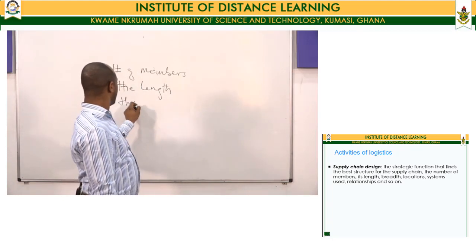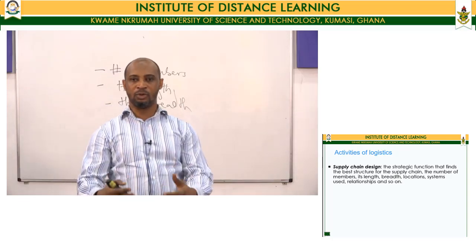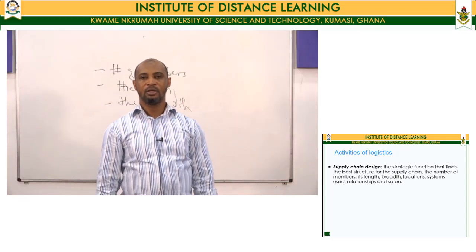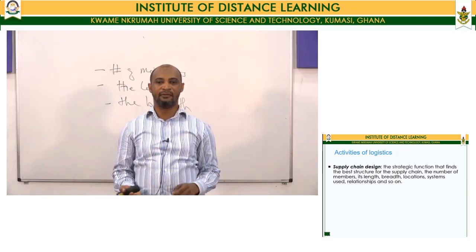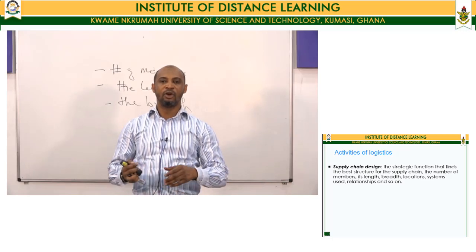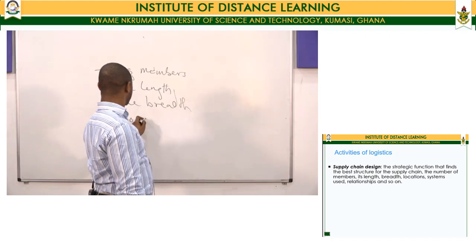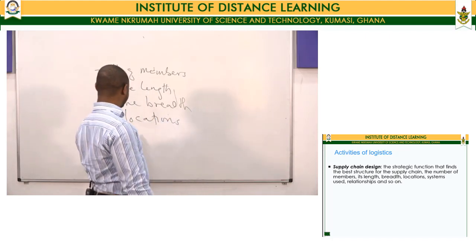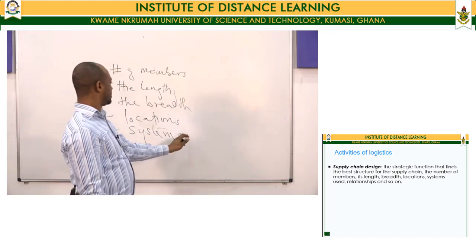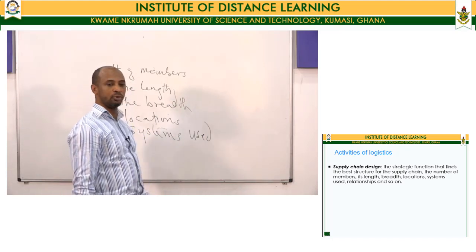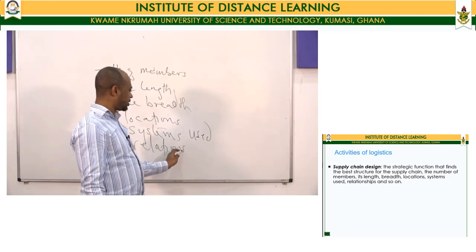Then its breadth. What is its scope? What and what does it include? So the length in terms of the actors and which distances it covers. The breadth in terms of the number of items that must flow through it. The locations. The systems put in place to ensure that it functions. So systems to be used. And then the kind of relationships that we will keep.